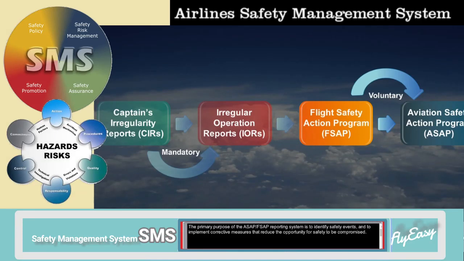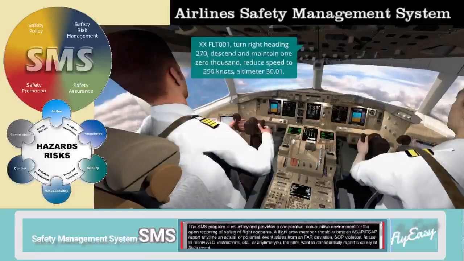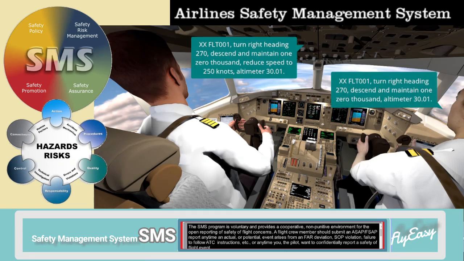The primary purpose of the ASAP-FSAP reporting system is to identify safety events and to implement corrective measures that reduce the opportunity for safety to be compromised. The SMS program is voluntary and provides a cooperative, non-punitive environment for the open reporting of safety of flight concerns. A flight crew member should submit an ASAP-FSAP report anytime an actual or potential event arises from an FAR deviation, SOP violation, failure to follow ATC instructions, etc., or anytime you, the pilot, want to confidentially report a safety of flight event.